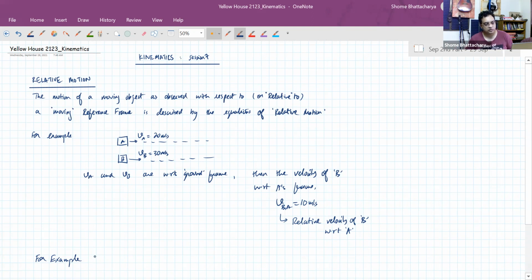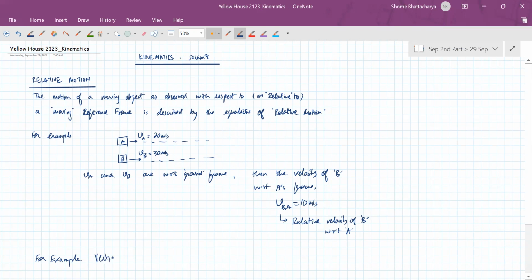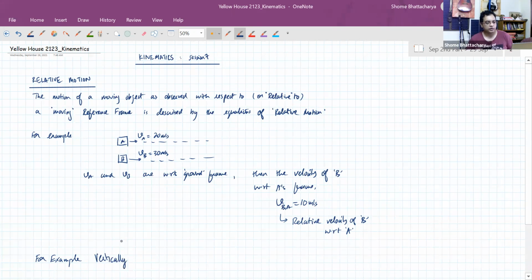So in the above example, the AB will be minus 10. Yes, that's correct. Velocity of A with respect to B will appear to be -10. So if you're sitting in the vehicle B, A will appear to be going backwards with respect to you at 10. If you're sitting in A, then B appears to be going forward.